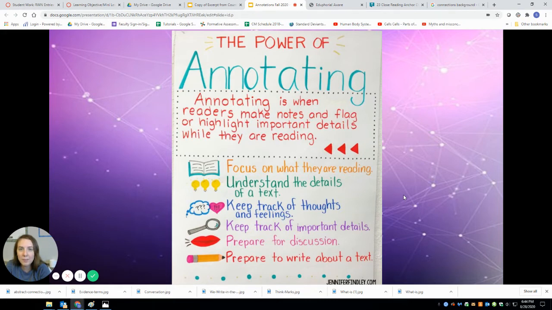So this is something real readers do. It's not just something for English class. And you'll find that you actually do this a lot in high school when you're asked to read for homework. And in college, it is one of the best tools you can have to help you focus and make sense of things that are a little bit difficult to read.